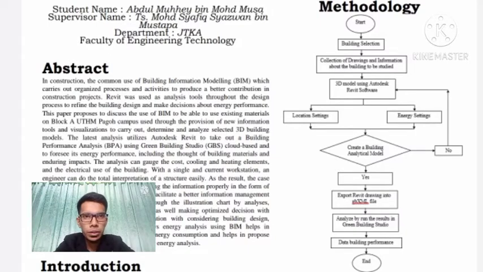And then I go to the location setting, which is Pagoh. Then for energy setting, I created the partition for selecting the ground plane to get the whole building floor area. After that, I create a building analytical model, which is the next step for energy building analysis. If it's yes, I will export the Revit drawing into an XML file. And if it's no, we must go back to the 3D model using the Autodesk Revit software.